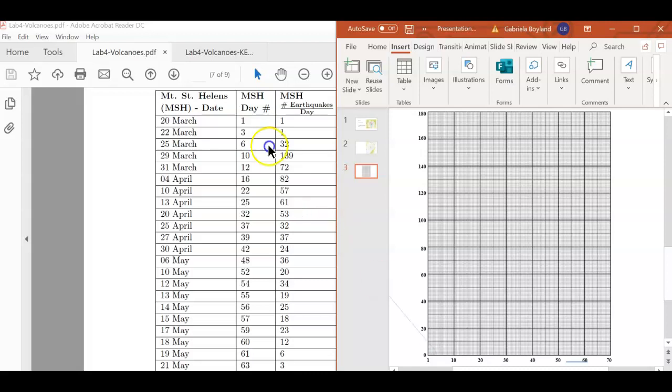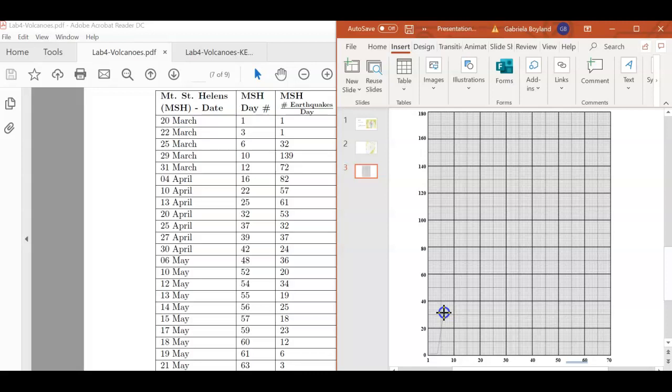Okay, on day 6, we have 32 earthquakes. So day 6 is about here. And we have 32 earthquakes, so a lot more earthquakes. So this is 30 mark, so 32 is about here.